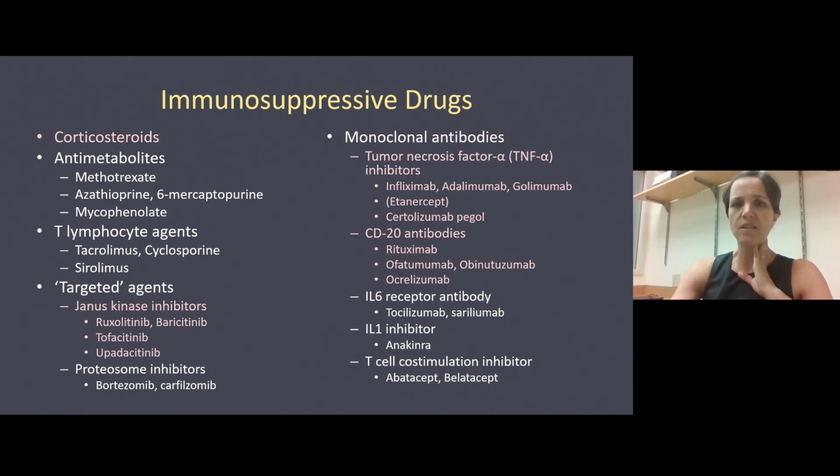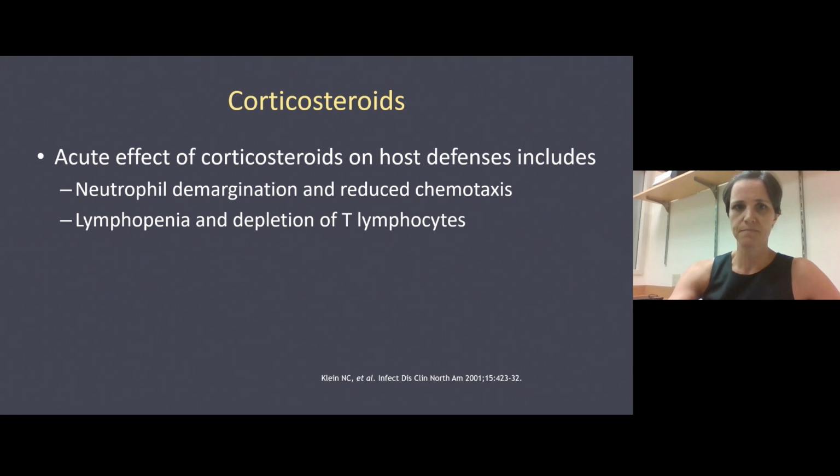For the purposes of this talk, though, I really just want to focus on the ones that I think are most common and important for general practice. Steroids are all around us, so we'll talk about that. We're going to talk about Janus kinase inhibitors because I really think that their use is growing quite a bit, particularly in rheumatology. We'll talk about TNF-alpha inhibitors and CD20 antibodies.